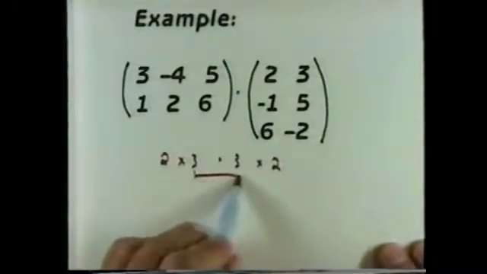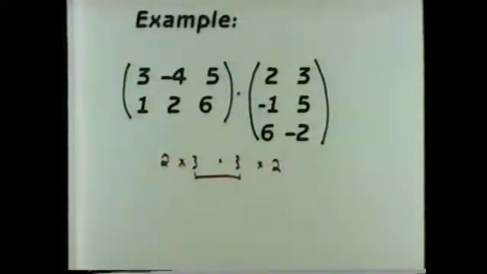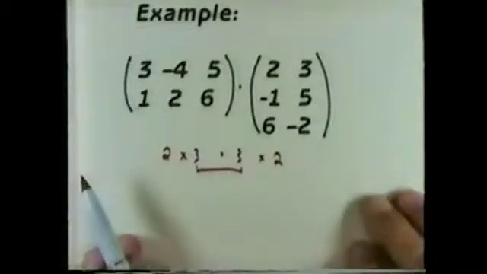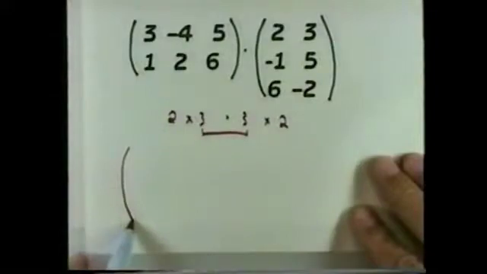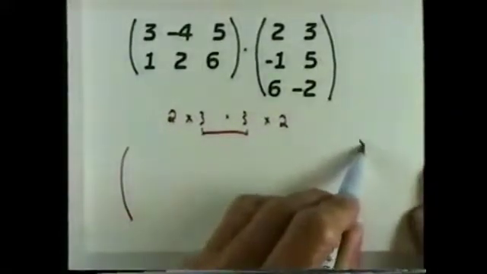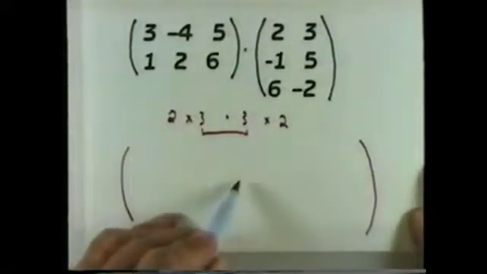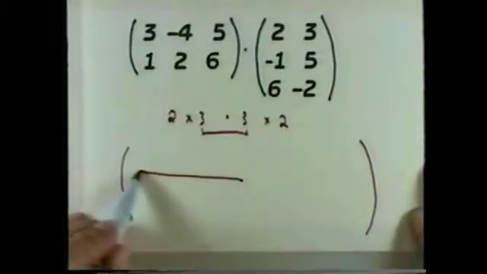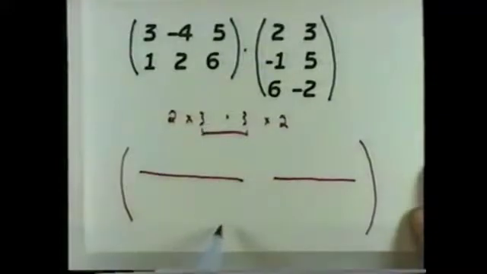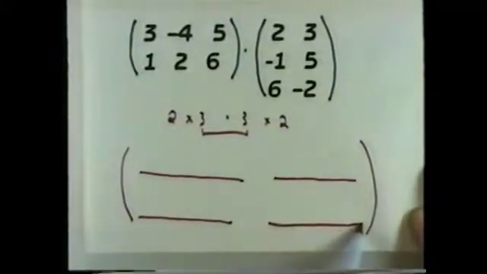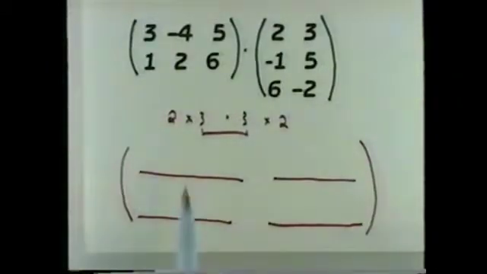Notice that we do have a match, so therefore it's possible to do the multiplication. The answer will be a 2 by 2 matrix. So knowing my answer is going to be 2 by 2, I'm going ahead and creating a place for it. That's one row with 2 columns, 2 rows with 2 columns. So it's going to be a 2 by 2 matrix.